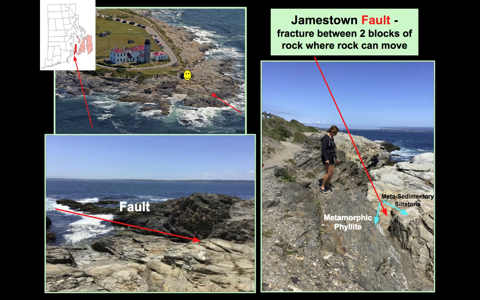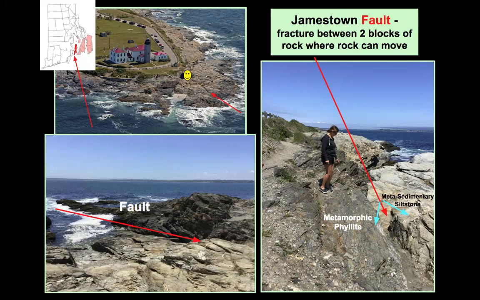Here is another really cool thing about Jamestown that further supports the idea of continental drift and this whole idea of separation and colliding. This is a nice view in the upper left-hand corner of the tip of Beavertail. This smiley face is where I am actually standing in this picture in the lower right-hand corner. Now, you see all these red arrows in the three pictures I have. Beavertail in Jamestown is a location in geology where we actually see evidence of two old tectonic plates.